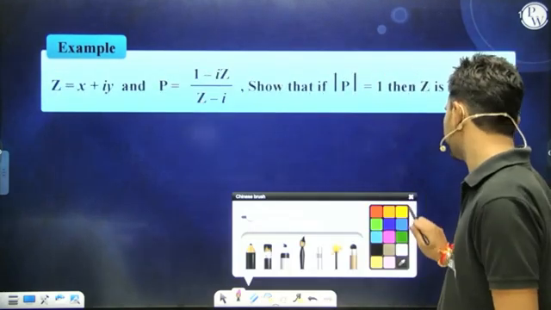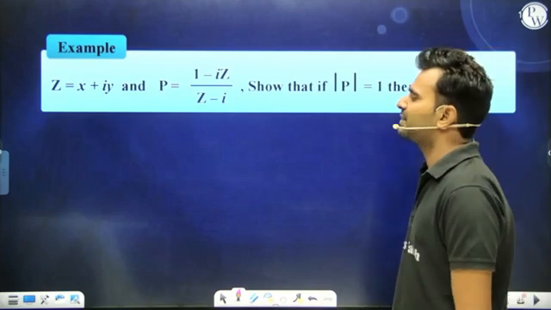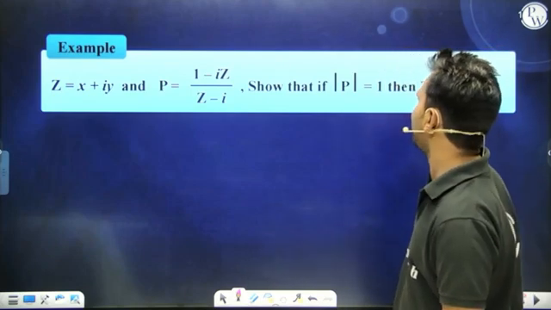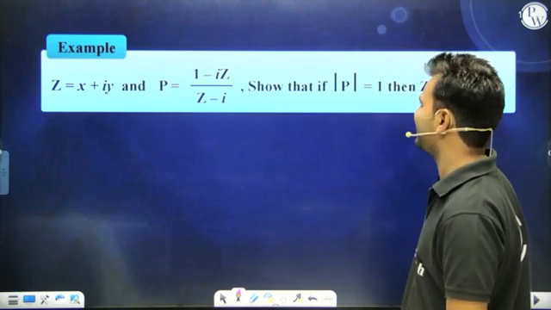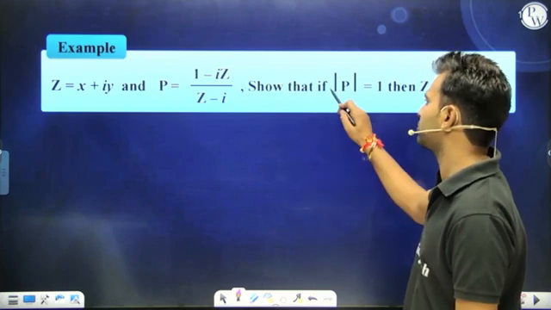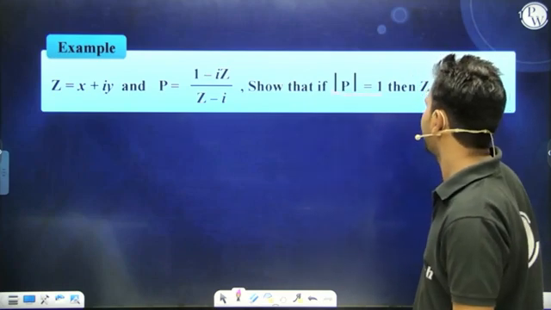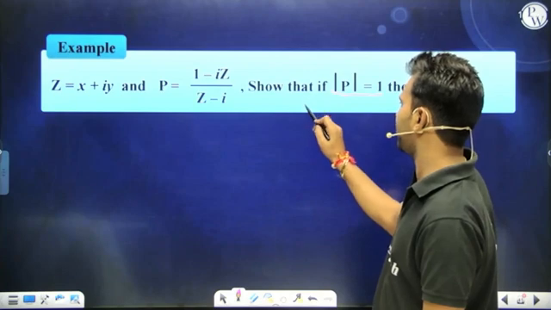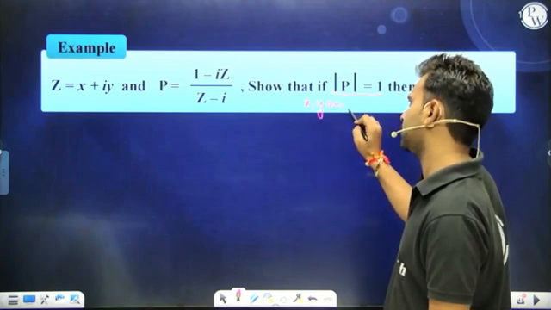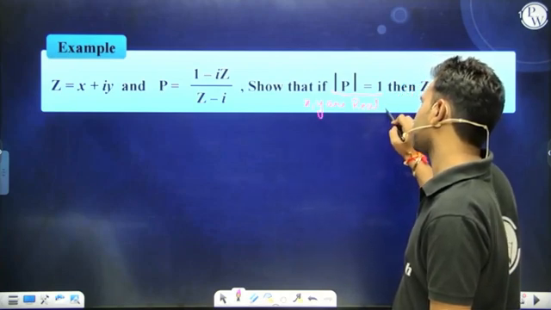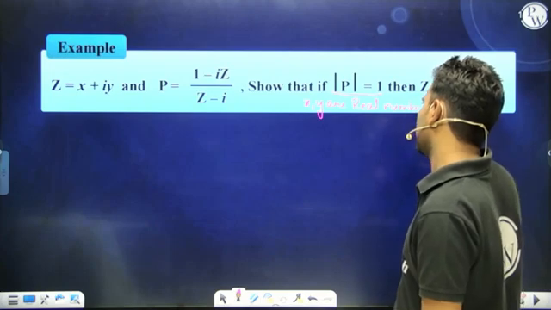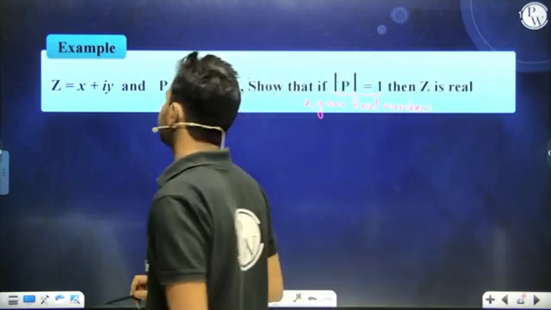Okay, moving ahead. Z is equal to x plus iy and p is equal to this. Show that if the modulus of p is equal to 1, then Z is real. Okay, over here let me tell you x and y are real numbers. This should be given. Okay, let's try to solve this question.